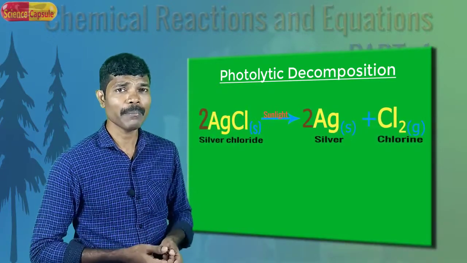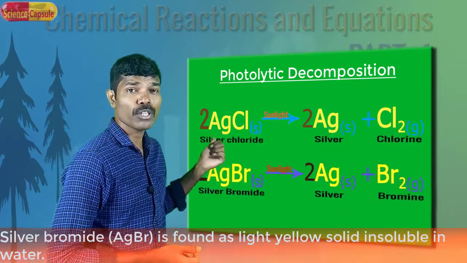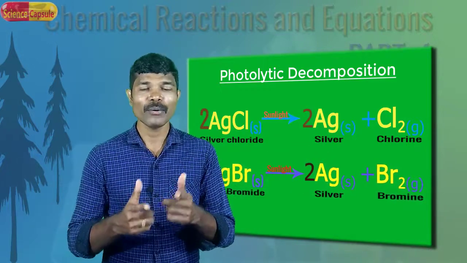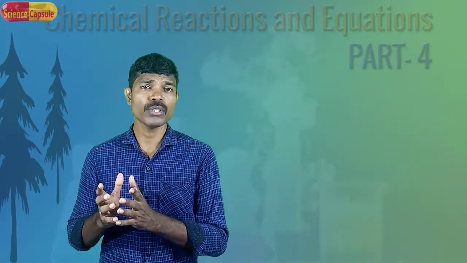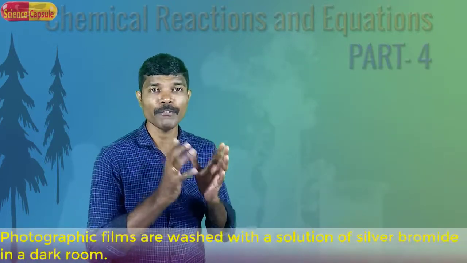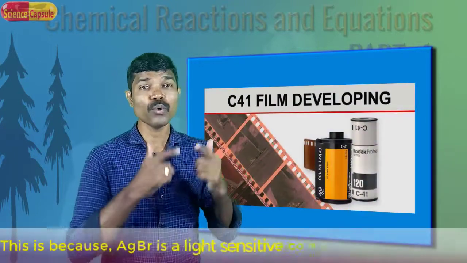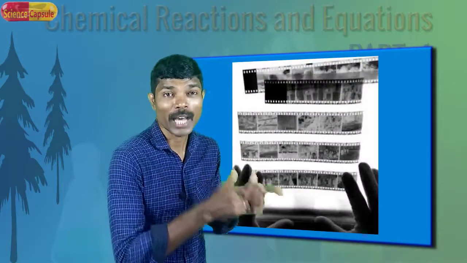Another familiar example is silver bromide. When silver bromide is exposed to sunlight, we get silver and bromine. Silver chloride and silver bromide are the substances which were used in photographic films. In those days, the photographic films were washed, and this washing was done in a dark room.